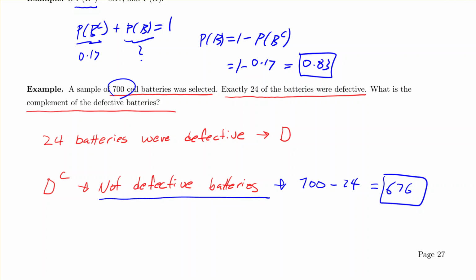So if you were to find the probability of D complement, we just do 676 divided by 700. But again, in this problem, they didn't ask for probability. We're just practicing the concept of complement by itself.